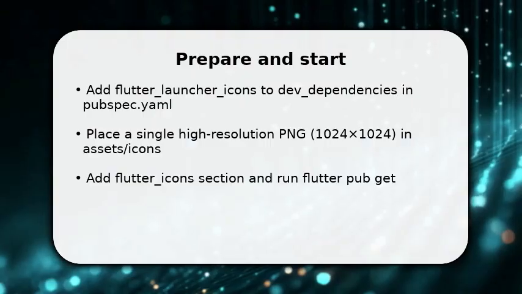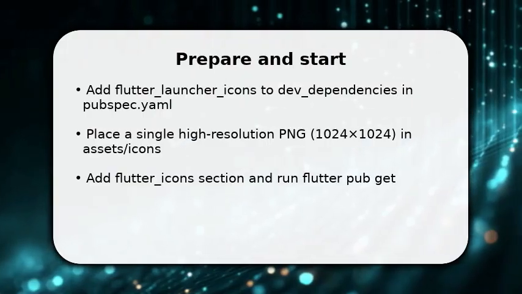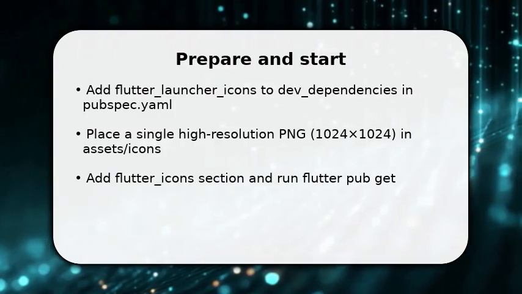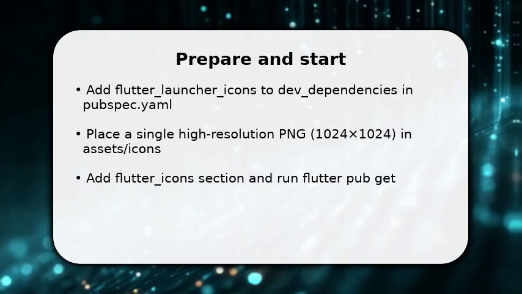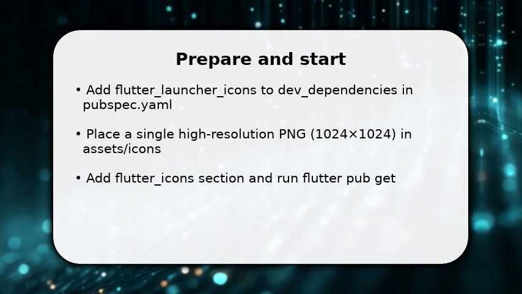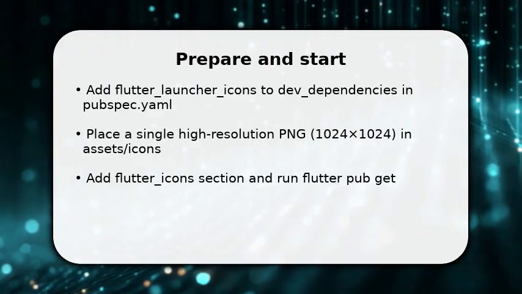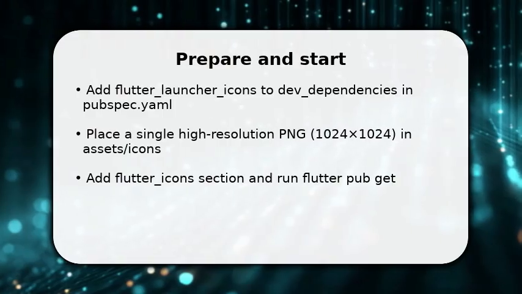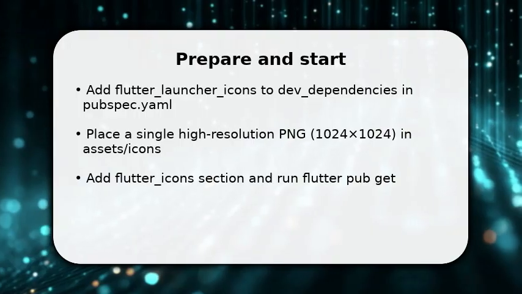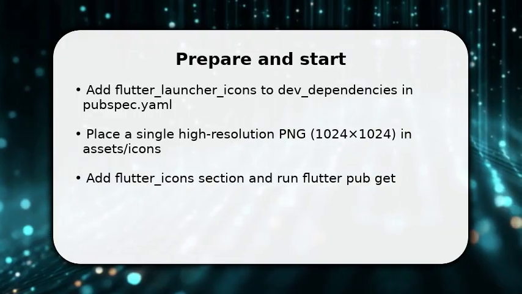Enjoy the video. You begin by preparing a single high-resolution icon and wiring the tooling. Add flutter_launcher_icons to dev dependencies in pubspec.yaml, point the Flutter icons configuration to your 1024 x 1024 PNG and run flutter pub get. Once done, execute the package command to generate platform assets.